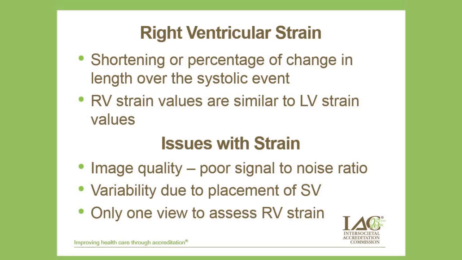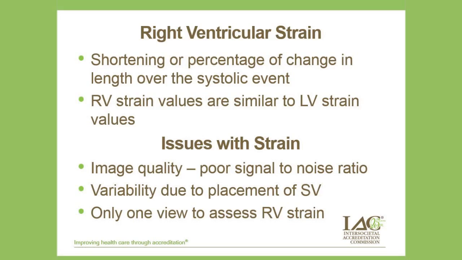So with right ventricular strain, what we're going to be looking at is shortening, or the percentage of change in length over the systolic event. Because it's going to get shorter, this number will be displayed as a negative value. Our right ventricular strain values, although there's not a lot published out there right now, are going to be similar to our left ventricular strains. Essentially, we're going to fool our ultrasound system calculation package and act like we're doing a left ventricular strain, but we're going to be doing it on the right ventricle.